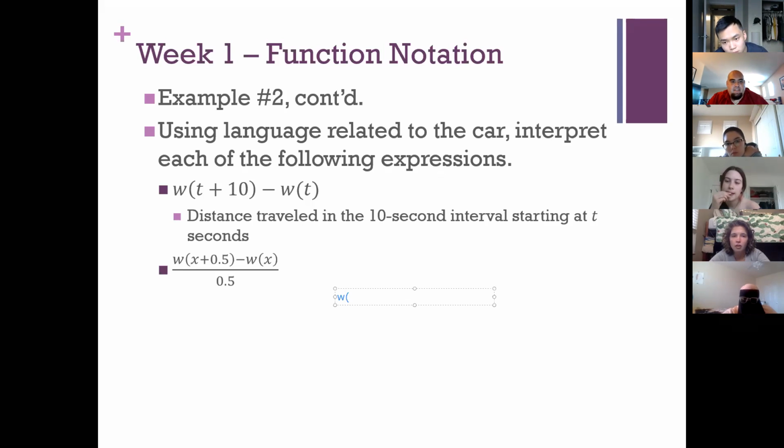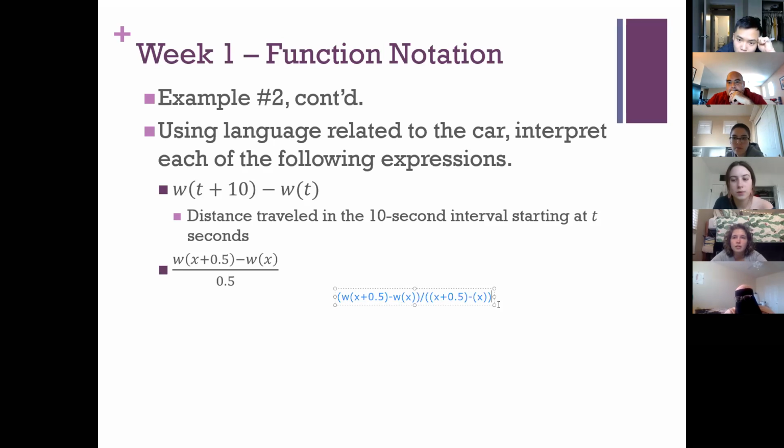So I'm going to keep the top, or the numerator, the same: W of x plus 0.5 minus W of x, and that is all over, I'll put it like this, x plus 0.5 minus x. Does the way I've written this look familiar to something you've seen before? What does it look like?